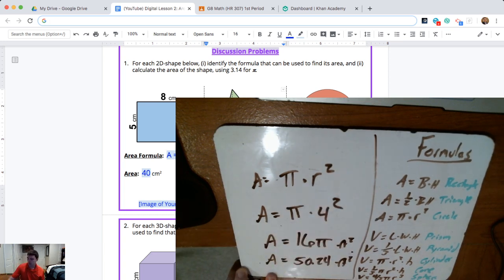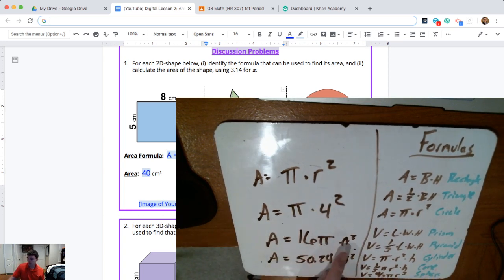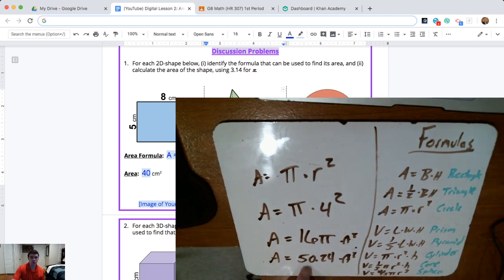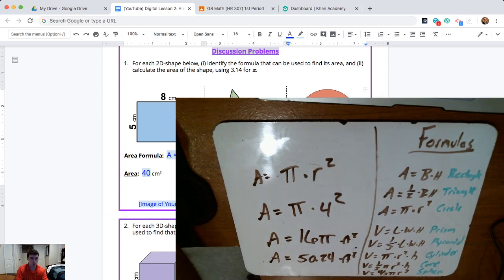So your final answer could be 16 pi square feet. It also could be 50.24 square feet. And they're both acceptable options. I think you're going to see for IXL they usually have you use 3.14. For Khan Academy they tend to give you an option to put either answer. Alright, that's great work. We're going to move on to problem 2.